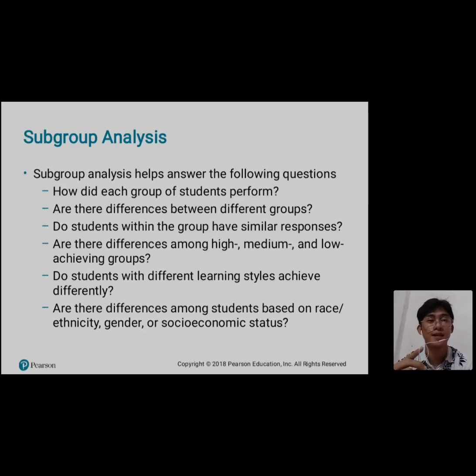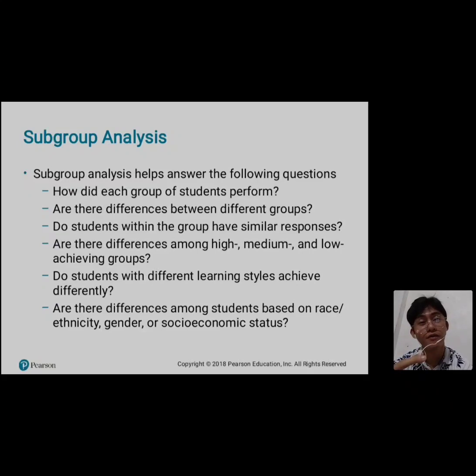So, subgroup analysis helps answer the following questions. The first one is, how did each group of students perform? Are there differences between different groups? Do students within the group have similar responses? Are there differences among high, medium, and low achieving groups? Do students with different learning styles achieve differently? And lastly, are there differences among students based on race, ethnicity, gender, or socioeconomic status? So those are the following questions.